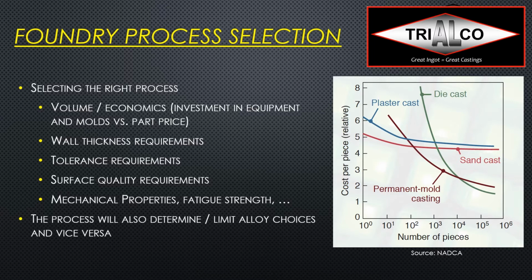Now, if you're coming the other way around, you already have an alloy in mind, then a certain process might be the most suitable one. So if you have, let's say, a 206 alloy, very high strength, but also hard to cast, then it might be much easier to do this in sand casting versus in a permanent mold casting.